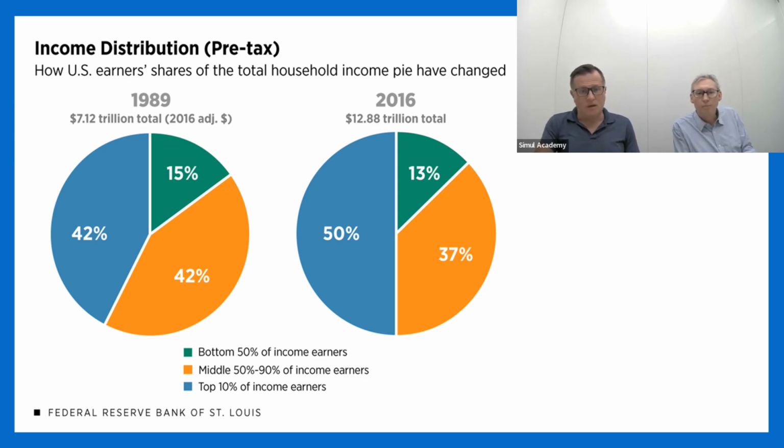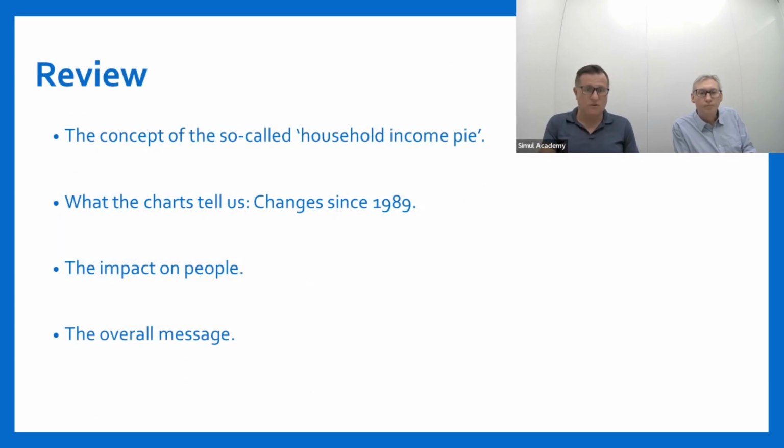Very much so. So the shadowing recording is going to cover the 4 topics outlined. So we've got the concept of the so-called household income pie, which we already talked about. And also, we've talked about some of the changes since 1989. Okay. And then the shadowing will move on to talk about the impact on people. And then finally, the overall message, which is basically the conclusion. Yeah, very much. Right. So that will be the content of the shadowing recording.